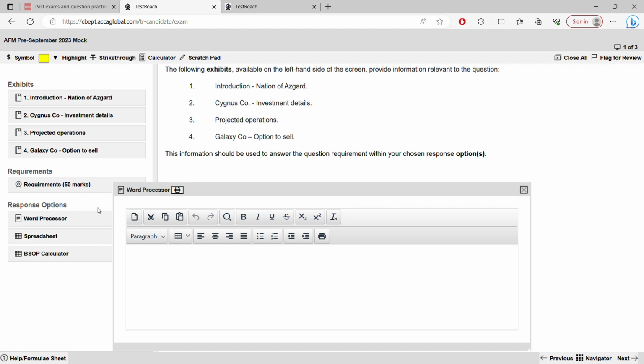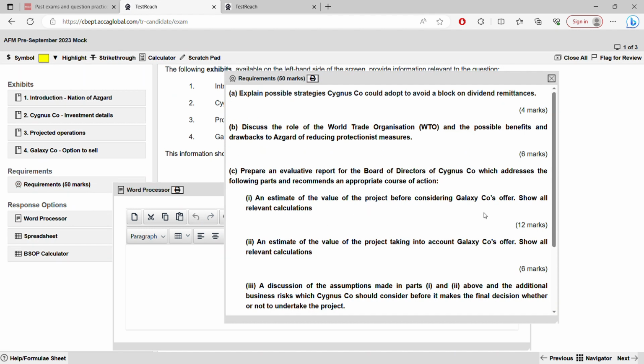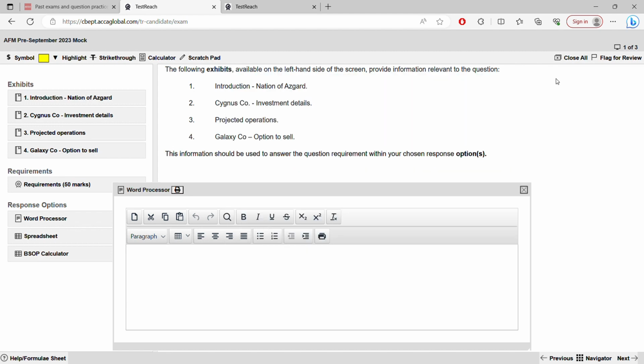So now, again read the requirement. Value of the project before and after the Galaxy company offer, the assumptions, and additional business risk. So you need an introduction. Remember, how are you going to get your professional skill marks? If you write it in the form of a report, that means it should be with a proper introduction, subheading and conclusion. Okay, there you will get marks. So now let's do that.